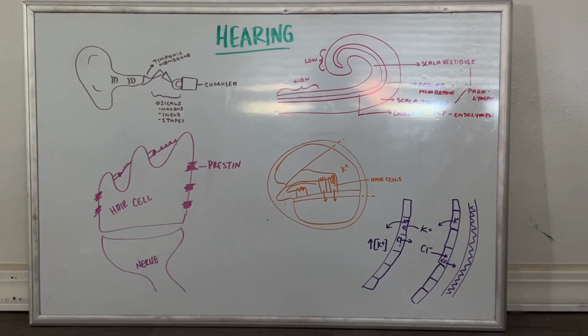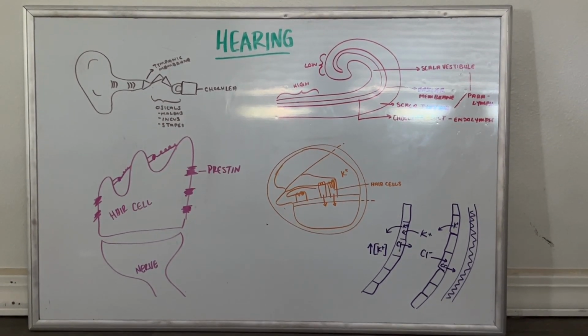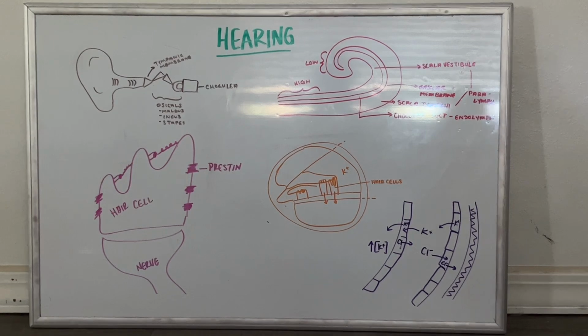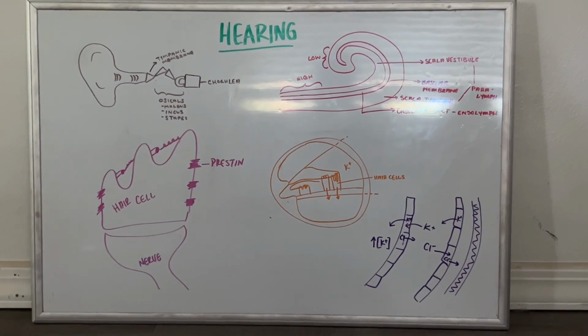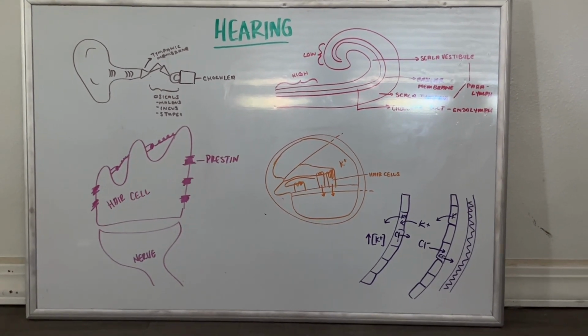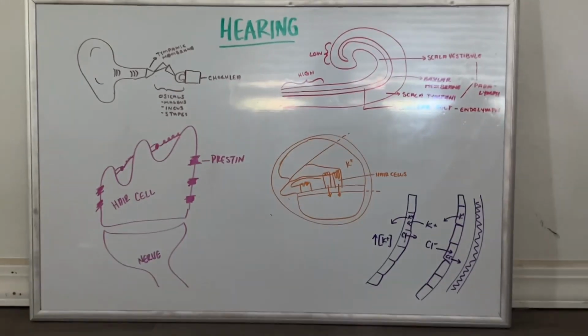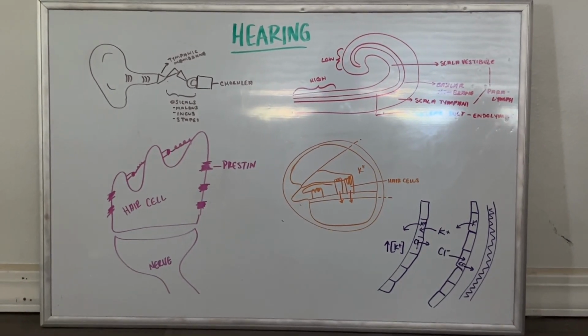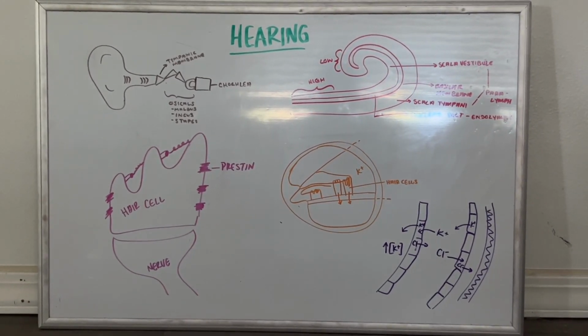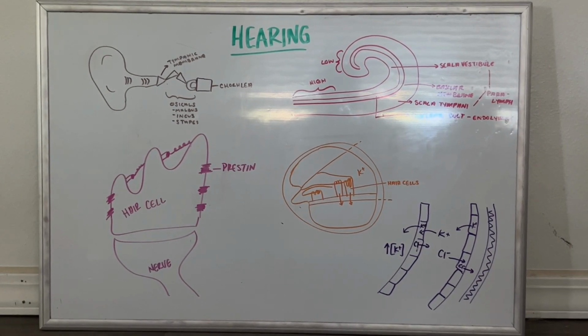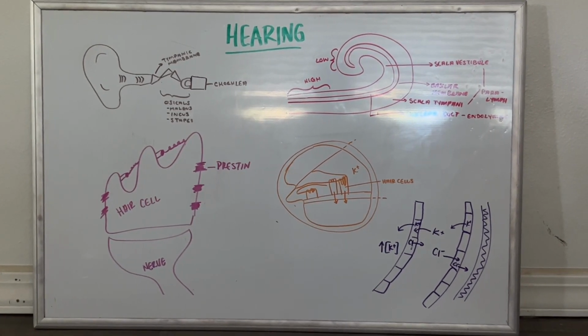What we perceive as sound is translation of frequency and amplitude of those waves. The first part is your external ear. The external ear consists of the auricle or the pinna and the external auditory canal. The auricle captures sound waves and channels them into the auditory canal. The auditory canal conducts the sound waves to the tympanic membrane.